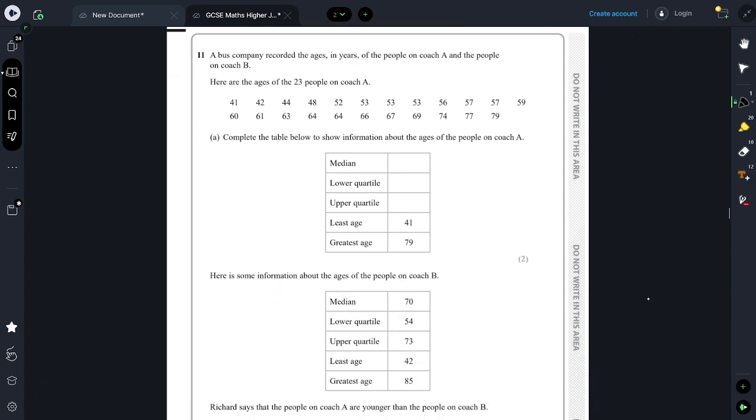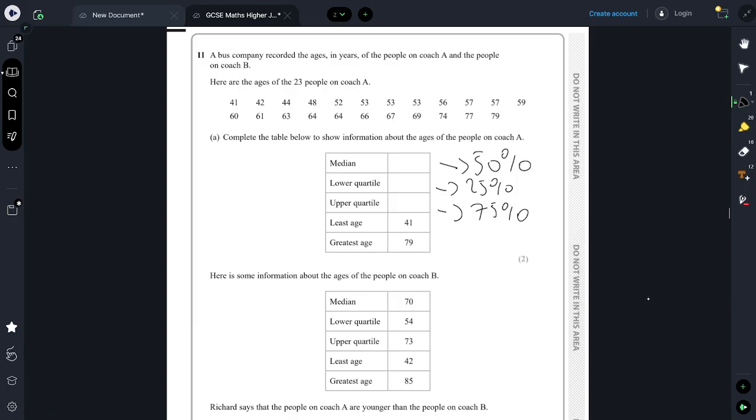Question 11 now. A bus company recorded the ages in years of the people on coach A and the people on coach B. Here are the ages of 23 people on coach A, and it has to find the information on coach A. They're giving us the least and the greatest. Wow, thank you, the easiest bit. So then it asks us for the lower quartile, upper quartile and the median. You should know the median is the middle or the 50th percent of the data. The lower quartile is 25th percent, and the upper quartile is 75%.